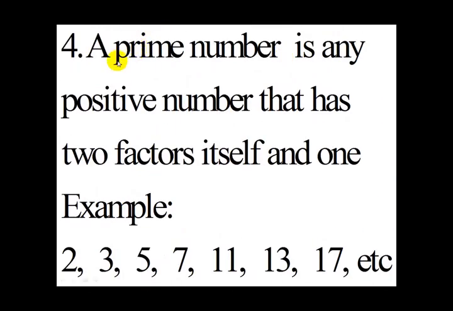Now let's look at the prime number. A prime number is any positive number that has two factors, itself and one. Examples of prime numbers are 2, 3, 5, 7, 11, 13, 17, etc.